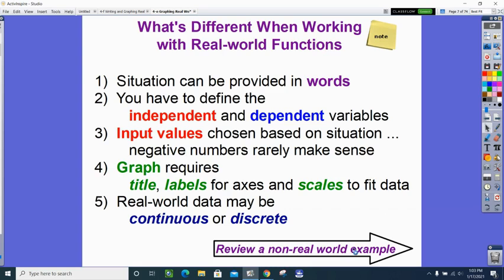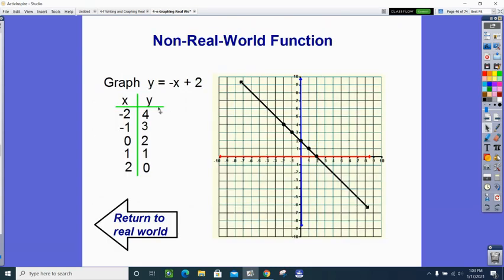Now, before we move on, remember, we've kind of done this already. We talked about taking a function rule. We talked about putting in inputs. So the opposite of -2 would be 2, plus 2 is 4. The opposite of -1 would be 1, plus 2 is 3. The opposite of 0 is 0, plus 2 is 2. Opposite of 1, -1 plus 2 is 1. And the opposite of 2, -2 plus 2 is 0.